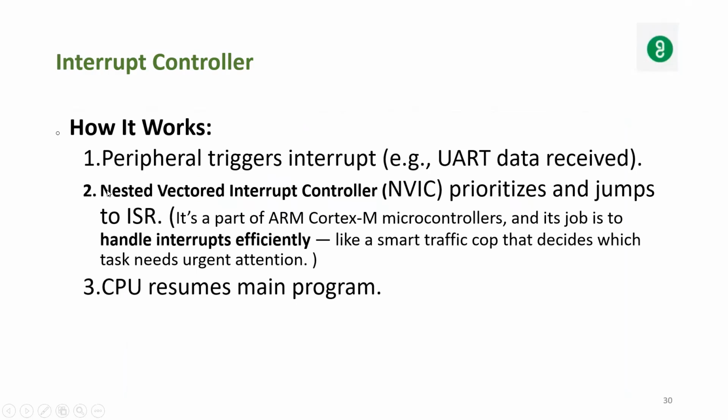And the second thing is the nested vector interrupt controller. It prioritizes and jumps to the ISR. It handles a number of interrupts. In the previous case, you have only one interrupt and the peripheral triggers it. In this case, you have n number of interrupts and they are handled efficiently by the nested vector interrupt controller. It is like a smart traffic cop that decides which task needs urgent attention. Then the CPU resumes the main program.